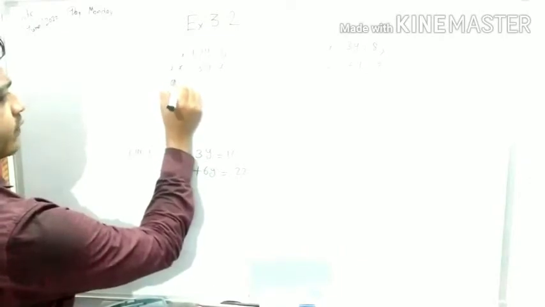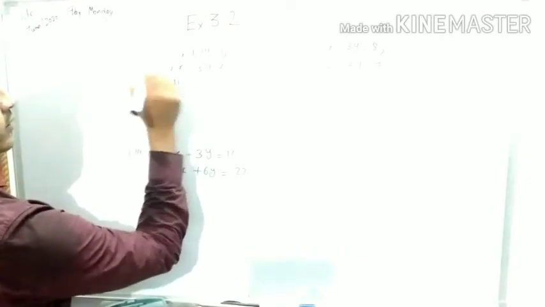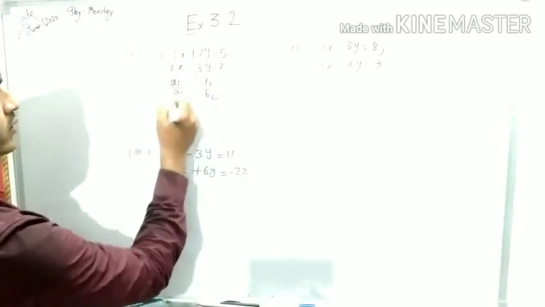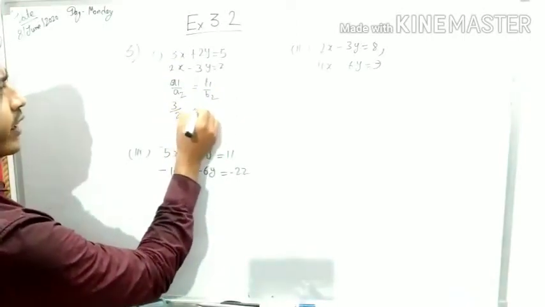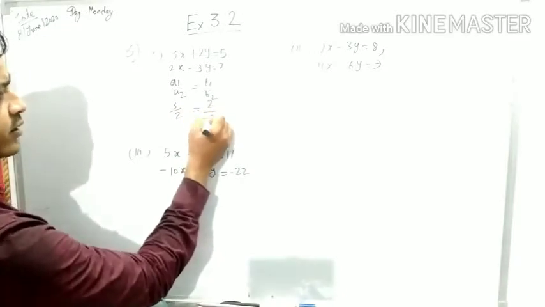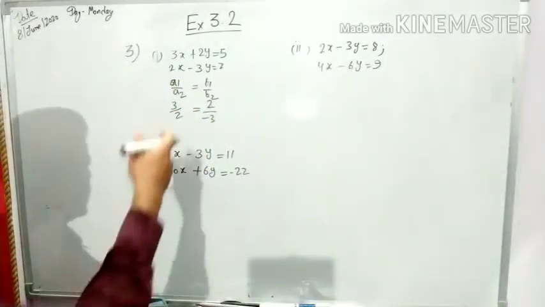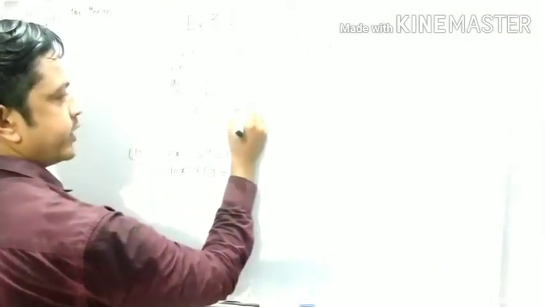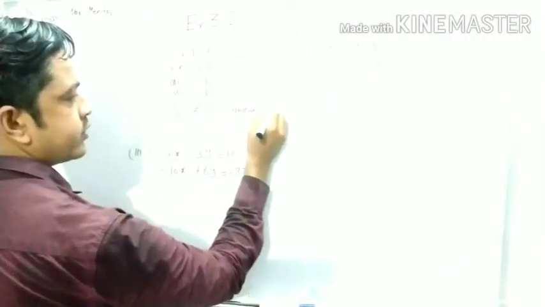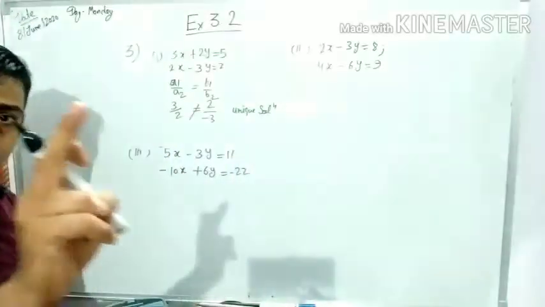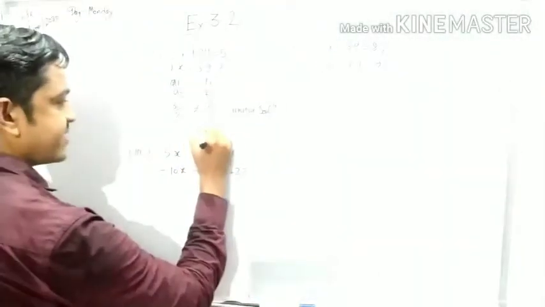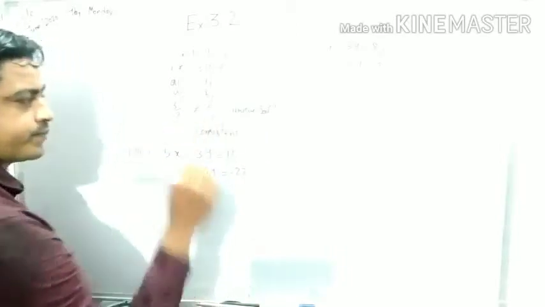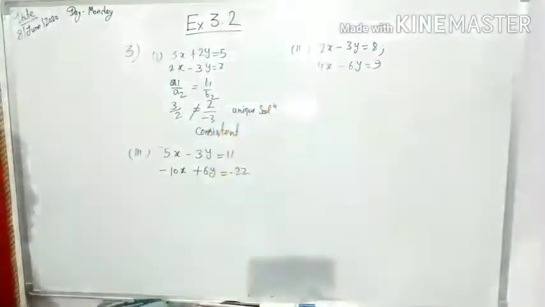So a1 upon a2 and b1 upon b2: 3 by 2 and 2 by minus 3. By looking at this, the ratios do not match. So this is the first condition, unique solution. It gives us one solution, so it is called consistent. Move on to the next question.